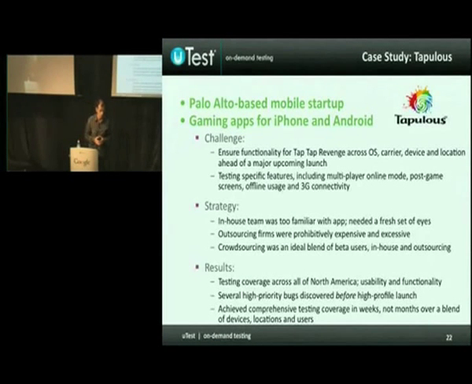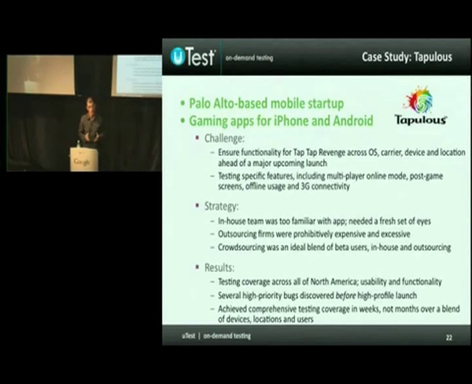They had a really significant launch called Tap Tap Revenge 3. And they also need to test multiplayer games, which was unique, and you need testers communicating and working with each other. You really need to be able to test both offline and online mode in a 3G environment. They had an in-house testing team, which took care of most of the issues.